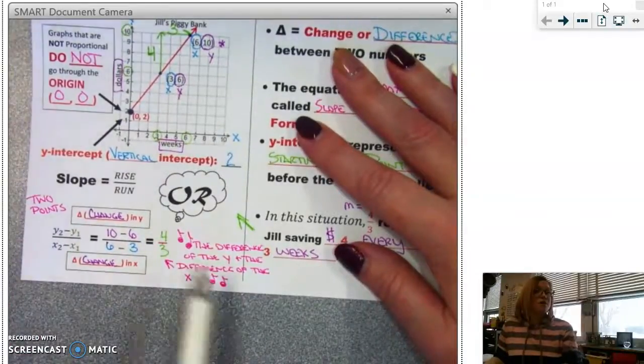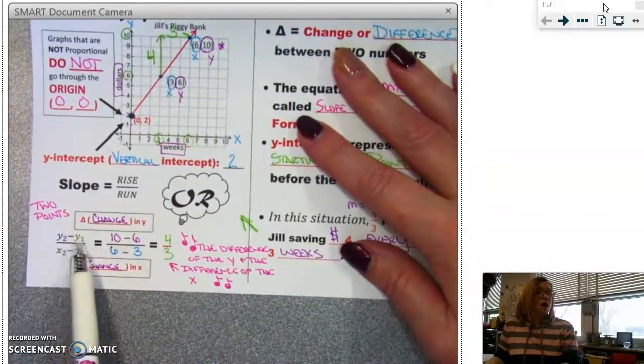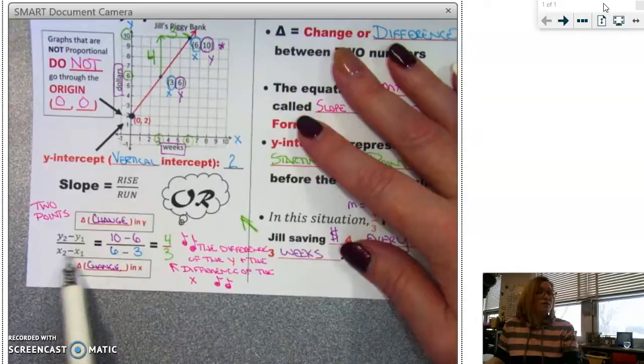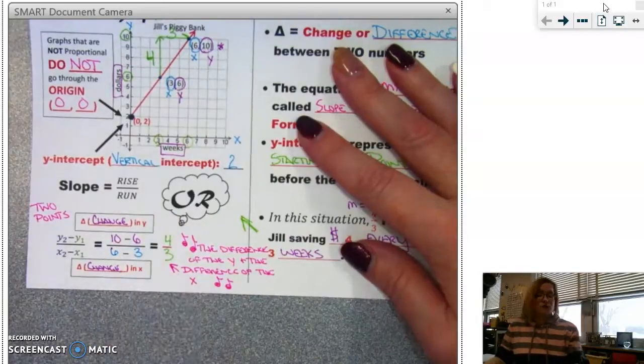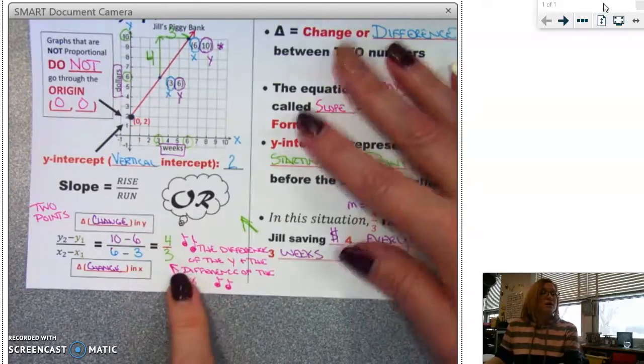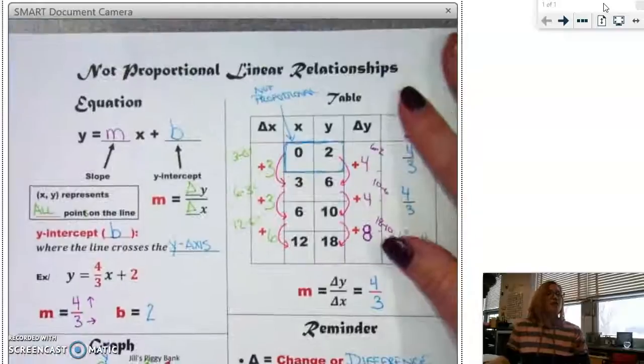So if you say that part to yourself, you're going to take the difference of the y's, the y values, subtract them, the difference of the x values, subtract them, and you'll get your slope. As easy as that. You don't even need a graph in order to do the 2 points. All right, so that should be everything for proportional relationships.